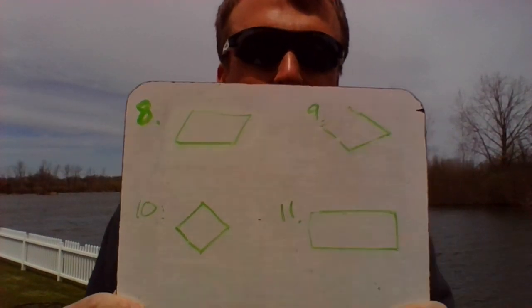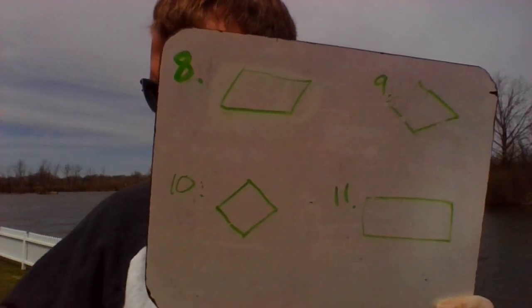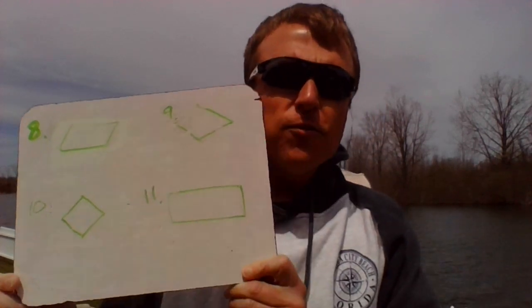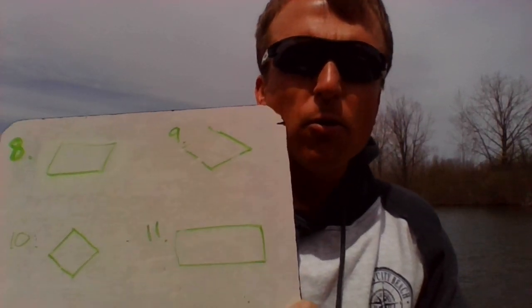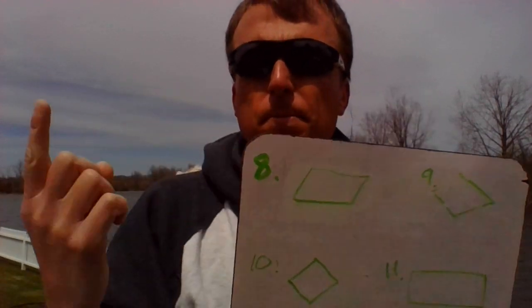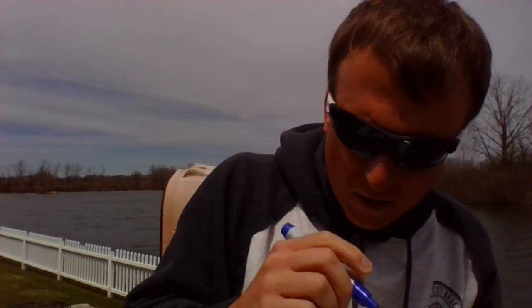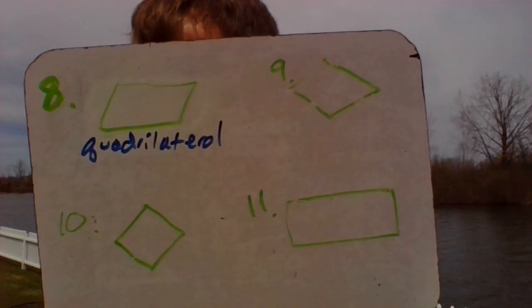All right, so let's look at number 8 first. So look at that number 8, and we got to name it everything we can. If it is four sides, you automatically have to put quadrilateral. Okay, so that's going to be part of our description. Is it four-sided? Yeah, it is. So first thing I'm going to write for number 8 is it's a quadrilateral. You can write it in your book with me as I write it down. So quadrilateral.